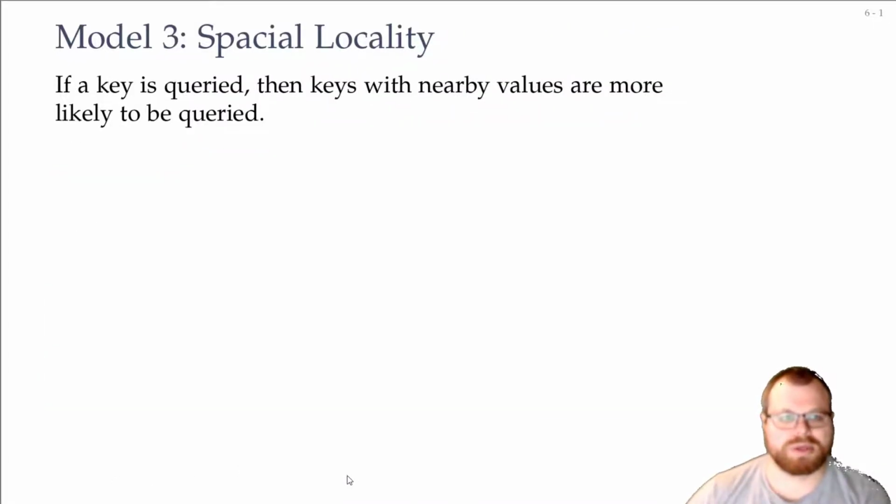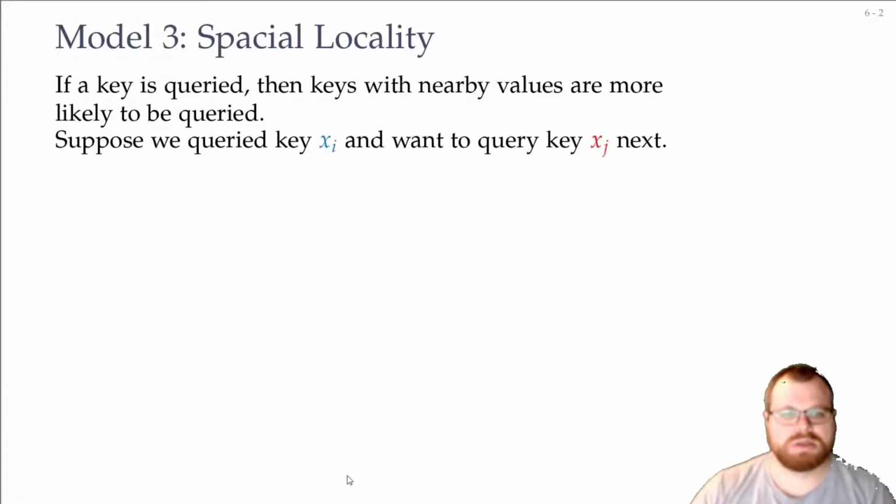In the third model, we look at the spatial locality. What we want is, if we want to query a key, then the keys with nearby values are more likely to be queried. So suppose that we queried some key x_i, and next we want to query the key x_j next.